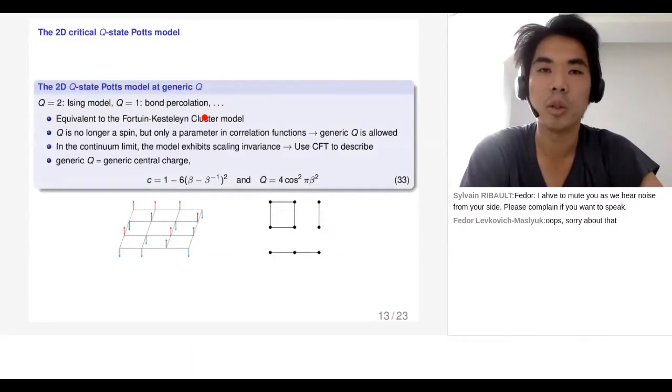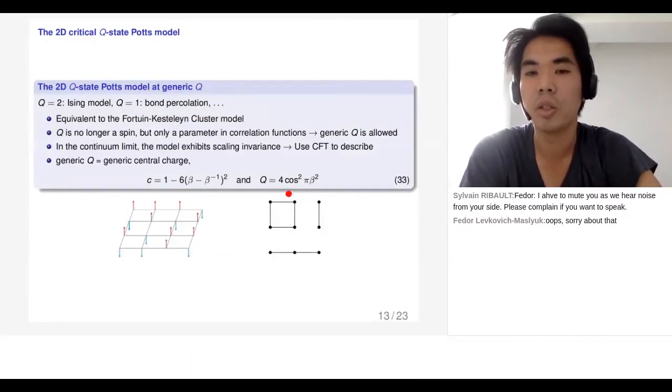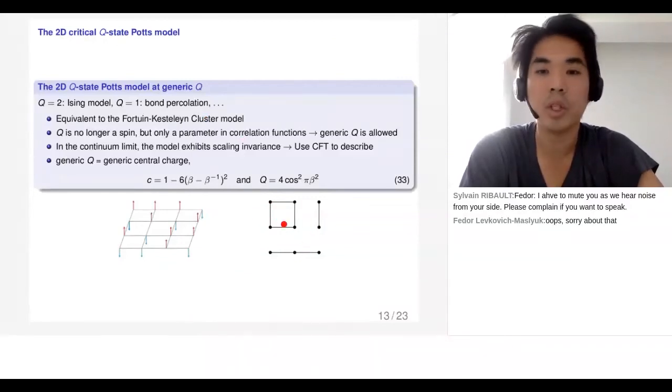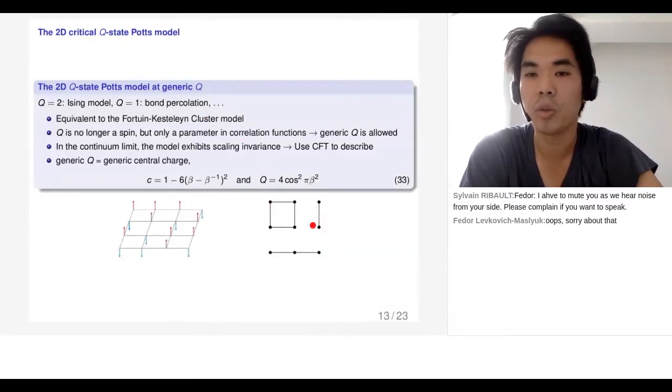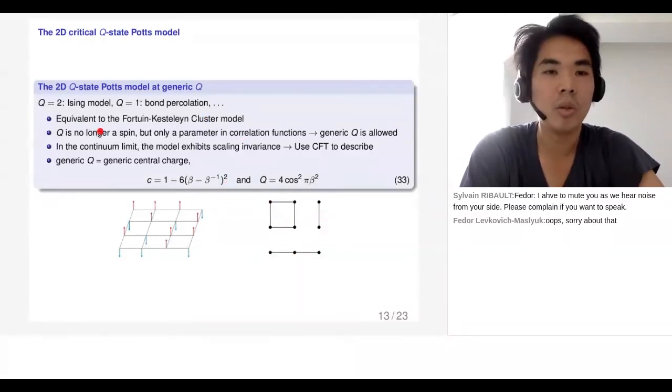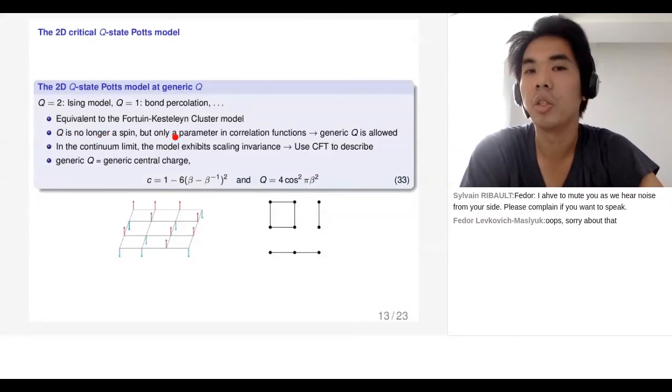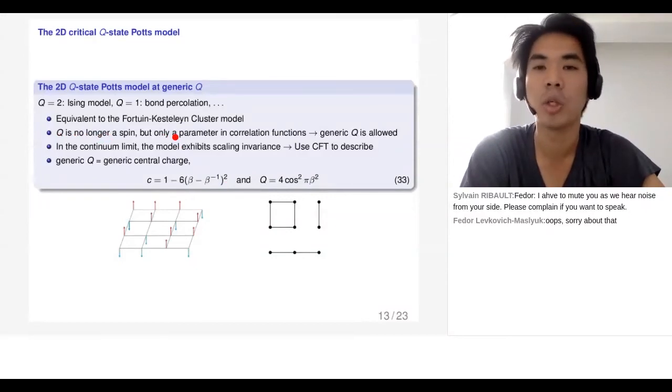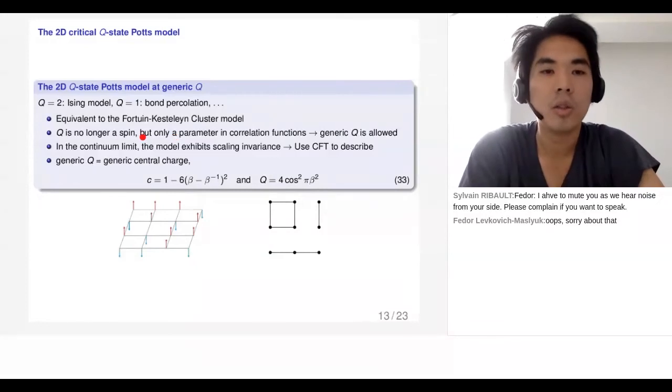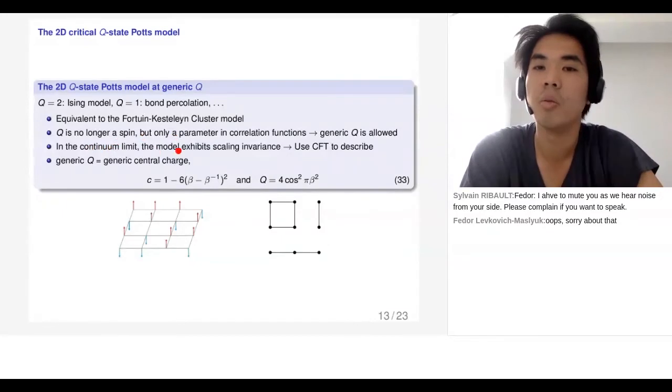So this is a random cluster model in which the clusters are defined as the connected components on the graphs. For instance, in this picture, we have 3 connected components, so we have 3 clusters. And in this model, Q is no longer a spin, but just a parameter appearing in the correlation functions. So we can allow Q to be generic as long as the correlation functions are analytic. And in the continuum limit, or at the critical temperature, this model has a scaling invariance, which means that we could use conformal field theory to describe it.